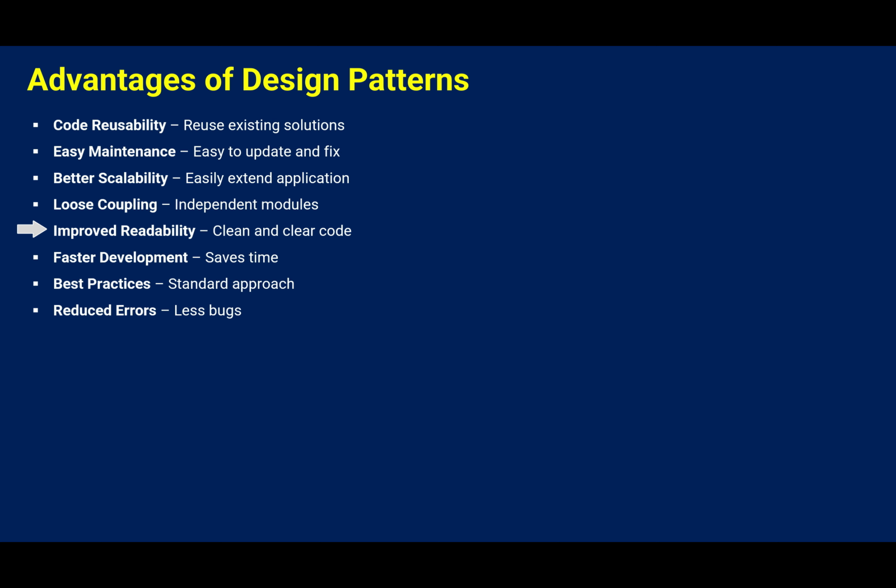Okay. And here next is faster development. In software development, we often face similar types of problems again and again, and solving them from scratch takes a lot of time. By using design patterns, we already have proven and standard solutions available. So we can directly apply them, which helps us complete the development process faster and more efficiently. So this is the main advantage, which is faster development.